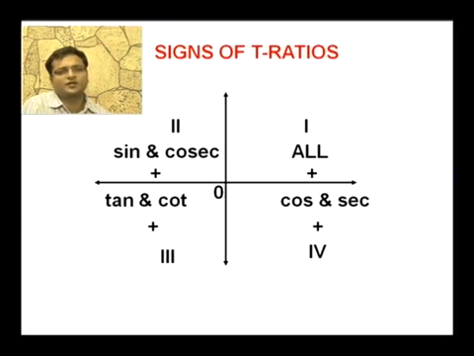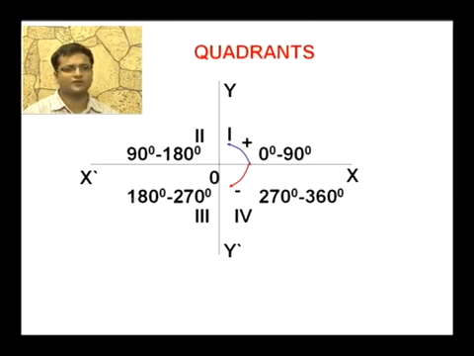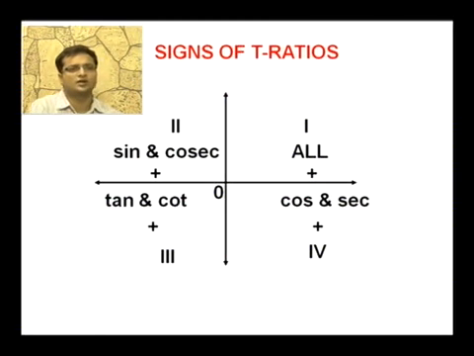That means if we have sine 135 degree, 135 degrees lies in the second quadrant, as we have already studied. The second quadrant is from 90 degree to 180 degree, and in the second quadrant sine is positive, so sine 135 degree is positive. But if it is cos 135 degree, and in the second quadrant cos is negative, so cos 135 degree will always be negative.